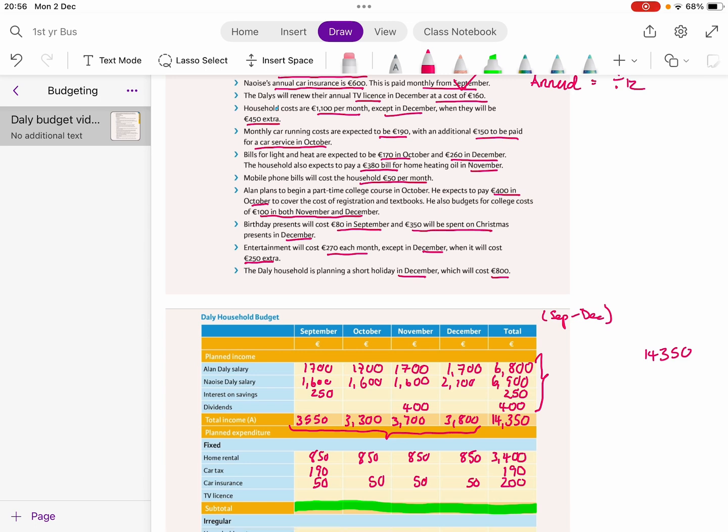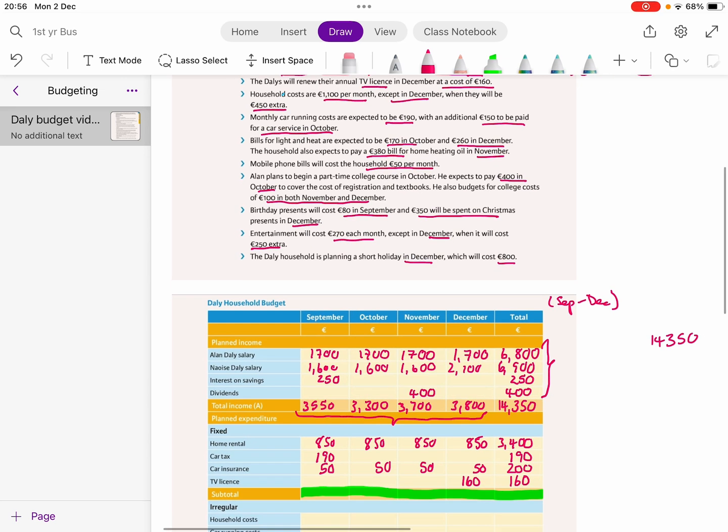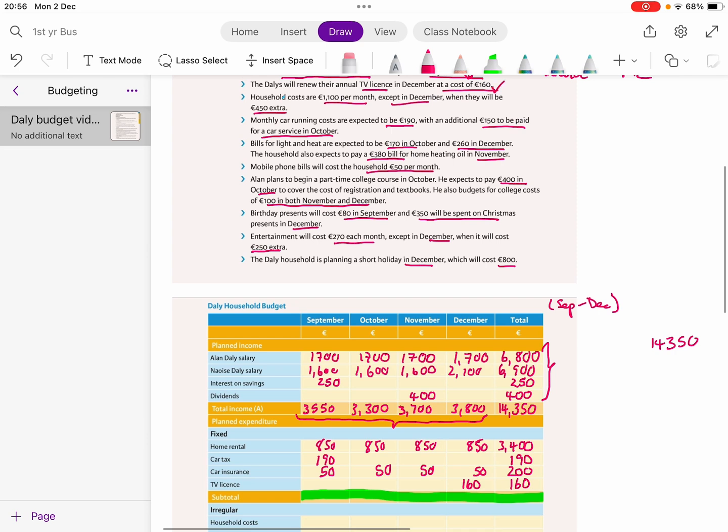The Dalys will renew their annual TV license in December at a cost of 160. Okay, so that's happening in December. It's €160 in the month of December. And then that also goes in my total column. Okay, so again, girls, I am going to do all my little subtotals here and see how we go. So I've done that one, so I'm going to tick that off, right?